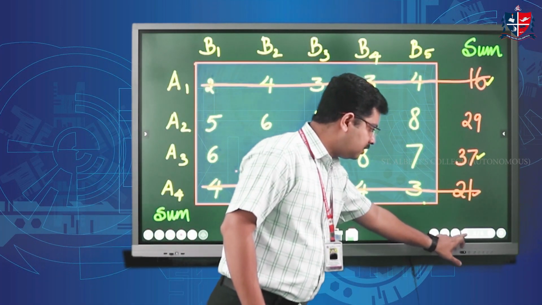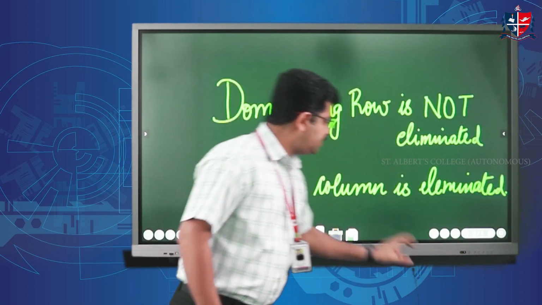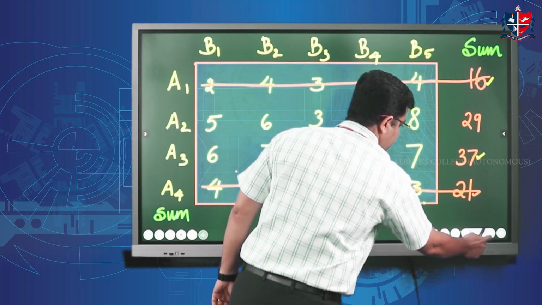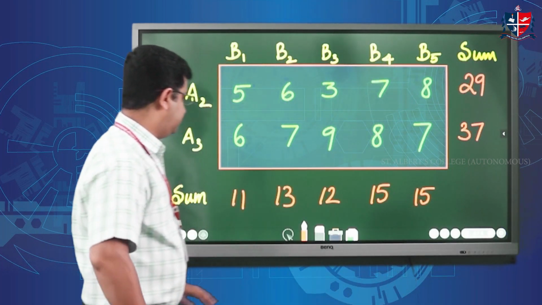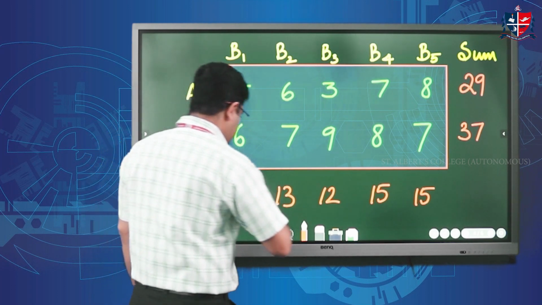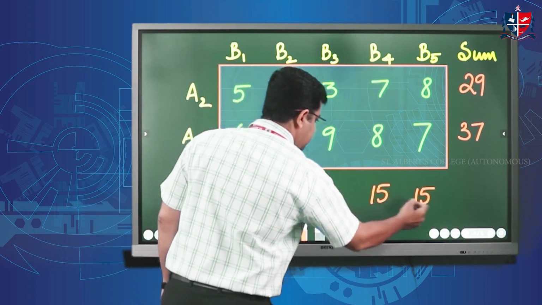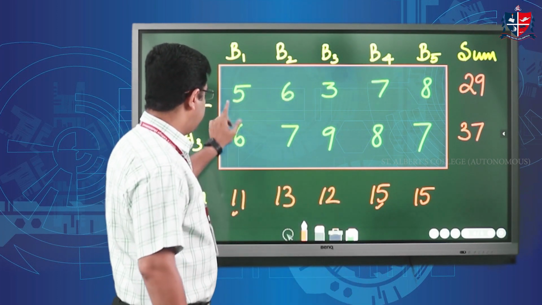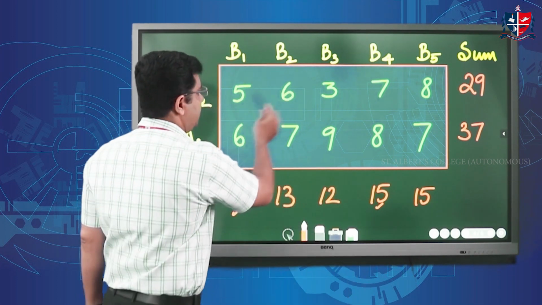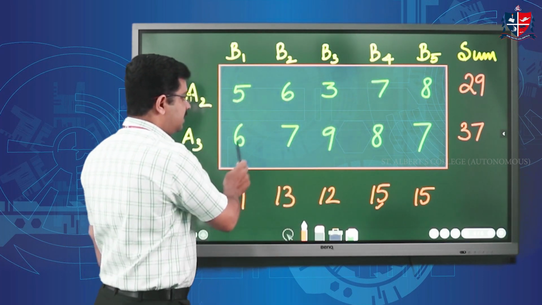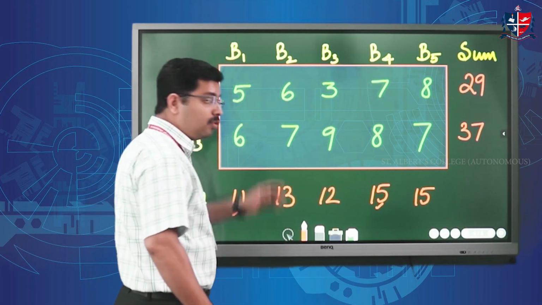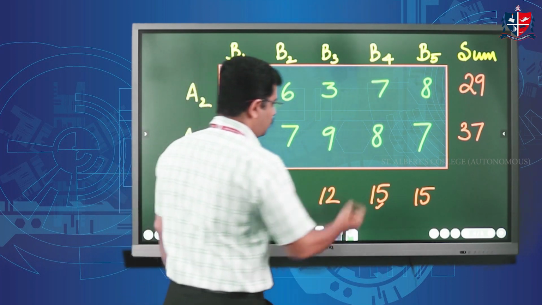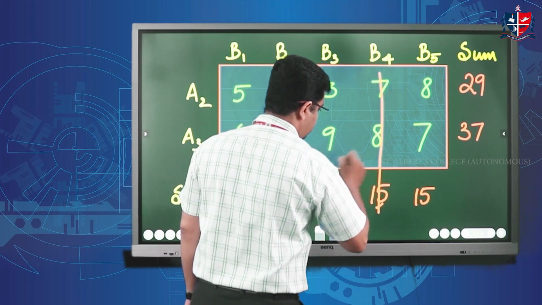Now here, what is the mantra? The mantra here is the dominating column is eliminated. Now we are supposed to find out the dominating column. For that, we can choose the least as well as any of the highest. So I'll go with this. So when you compare these two, 5 and 7, 7 is dominating, 6 and 8, 8 is dominating. Now here what happens? The dominating column is eliminated. So I eliminate this. So this is gone.